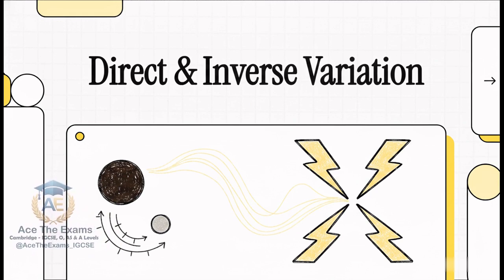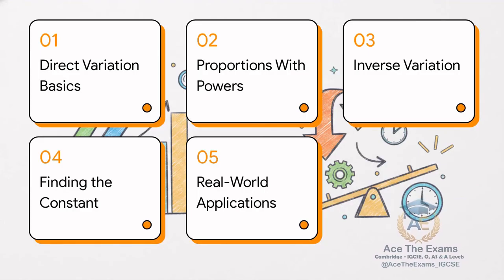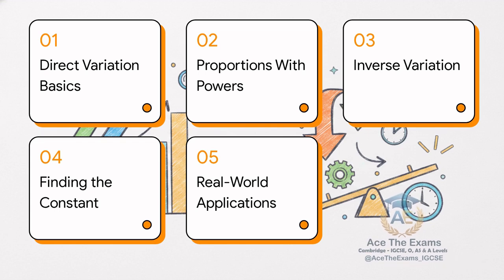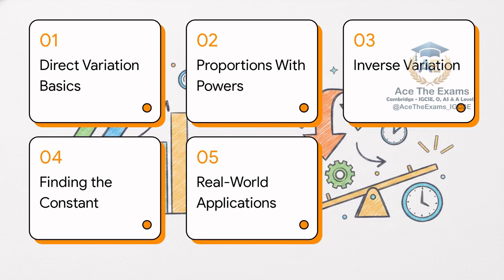By the end of this strategy explainer, you're going to possess the precision instruments and steady hands needed to dissect these variation questions with surgical accuracy. Here is our roadmap for today's session. We'll start with direct variation basics, move into proportions with powers, and then tackle inverse variation. After that, we'll master finding the constant, and finally, we'll apply all of this to real-world applications. And throughout all of this, we'll be applying our exam-winning strategies to make sure you're extracting maximum marks.